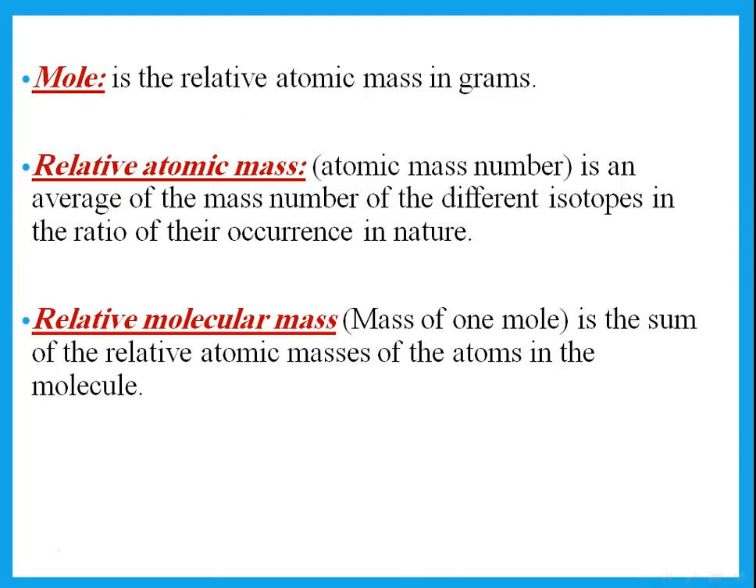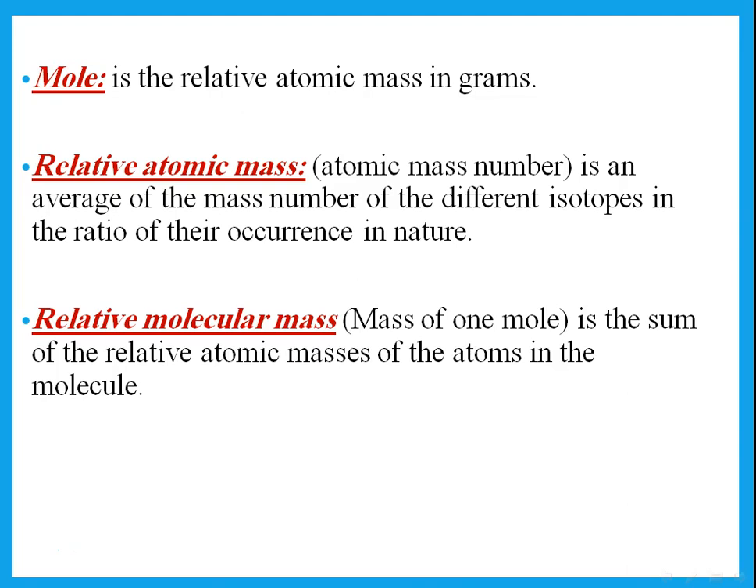A mole is an amount in chemistry, and it is the relative atomic mass in grams. So the mass in grams is the mole. So if sodium has an atomic mass of 23, then 23 grams of sodium is 1 mole. Okay, so a mole is the relative atomic mass in grams.